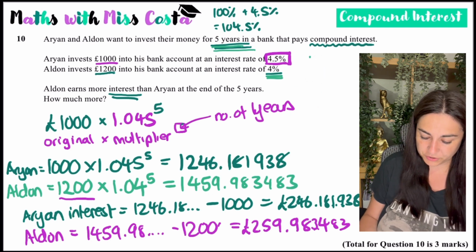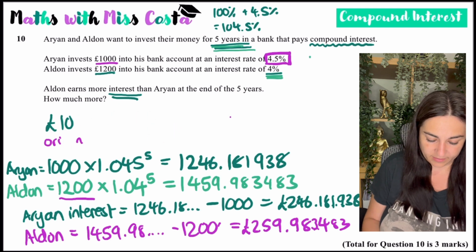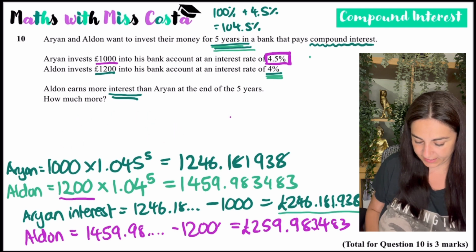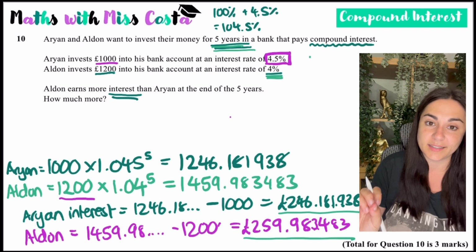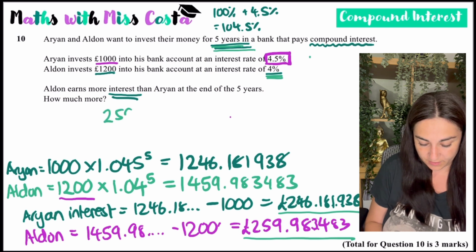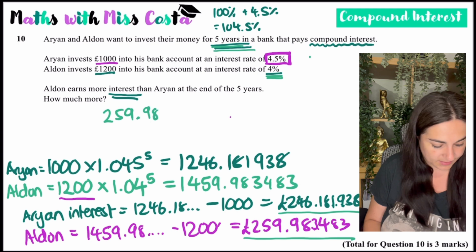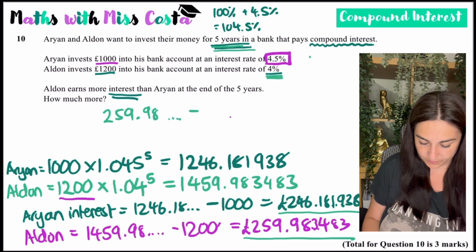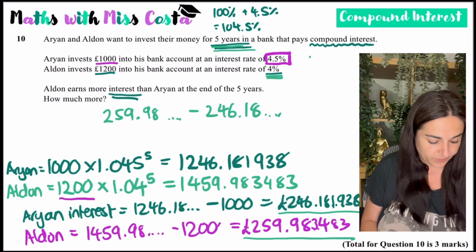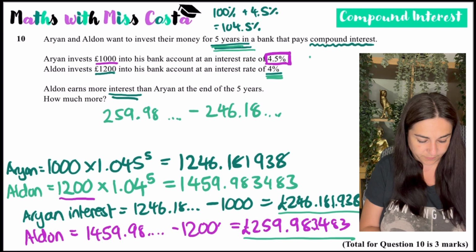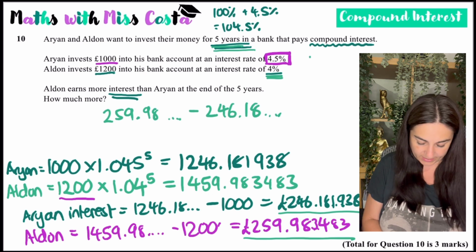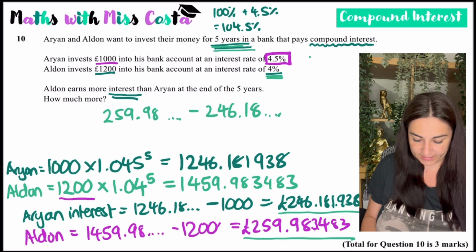So to work out how much more Aldon has earned, I'm going to just work out the difference between these two values. And to work out the difference, you do the highest number, take away the lowest number. So I'm going to do £259.98, take away £246.18, and try where you can to enter the full values. So 259.983483, take away 246.181938.